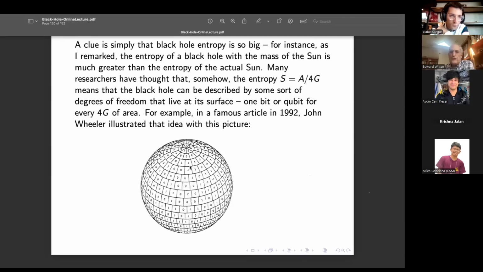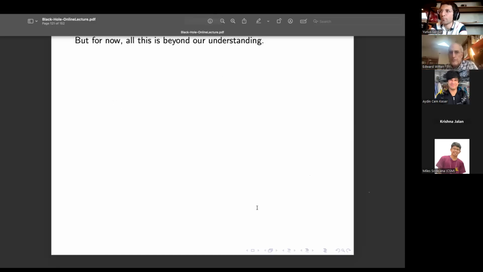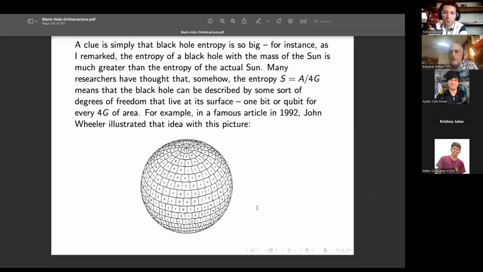For example, in a famous article, John Wheeler illustrated that idea with this picture, where he visualized the black hole horizon as being made out of little cells of area roughly 4G, each of them being labeled by a 0 or 1, which he thought of as the outcome of some kind of binary measurement. As I said, the article was published in 1992. I suspect that Wheeler had been Bekenstein's advisor. Bekenstein's original work was 20 years earlier. I suspect that Wheeler had been drawing this picture for a long time, although as far as I know, he first published it in this article in 1992. But for now, to really understand the deeper lesson of black hole entropy is beyond our understanding.